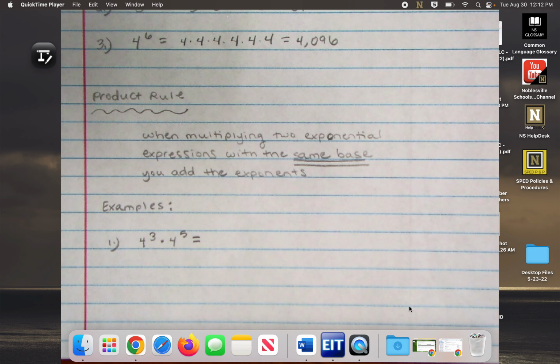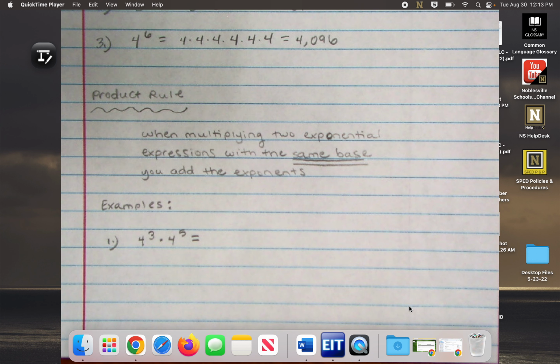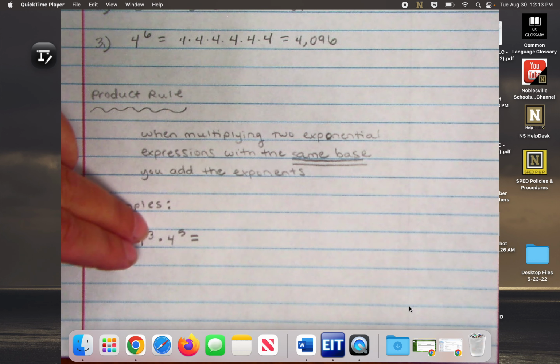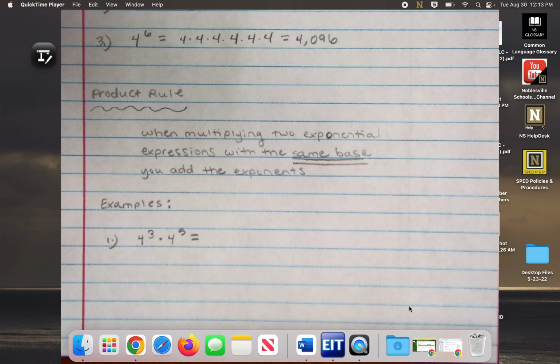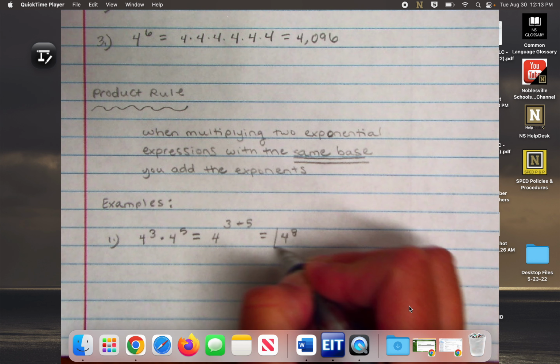Okay, so we have our example here. Notice that our two exponential expressions both have the same base of 4. These rules only work when your exponential expressions have the same base. If this was a 6 instead of a 4 to the 5th power, you can't do anything with it. The base is what we multiply, and the exponent tells us how many times we multiply it times itself. So our shortcut is 3 plus 5, which will equal 4 to the 8th power.